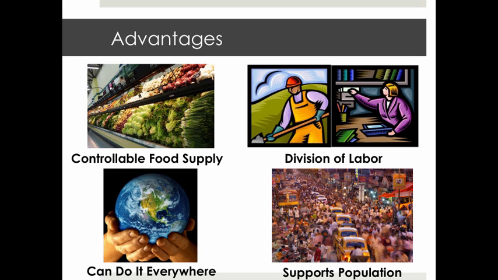No longer does everyone need to farm to feed themselves. We now have people that have moved into other economic sectors, providing services, providing knowledge, inventing things. So division of labor is basically everyone dividing the work up into different jobs. Agriculture has allowed us to do that. We can do agriculture just about anywhere. That's definitely an advantage. And by farming, we can support a huge population.